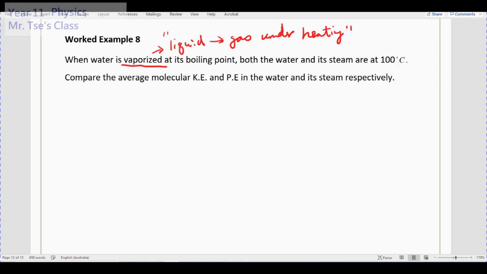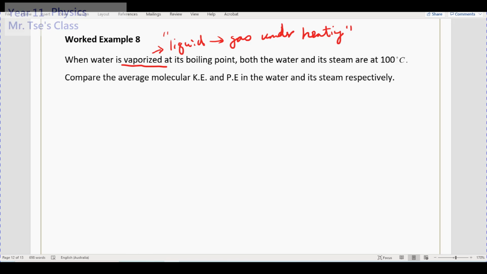So why don't we use the word evaporation? Evaporation also means liquid to gas, but that's not under heating. Liquid to gas under heating is called vaporize, so it becomes vapors, it becomes gas.